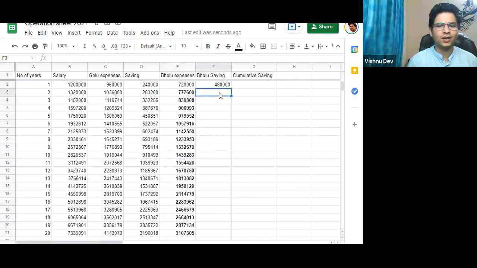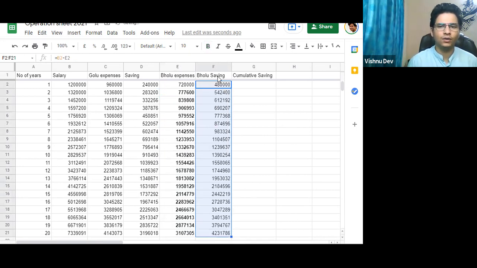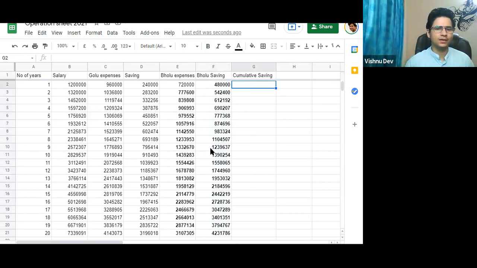Now let us talk about saving. So I can say, obviously, the saving of Bholu would be much more than that of the Golu. Yes or no? Clear here? Tell me. Yes or no? I guess this is clear.